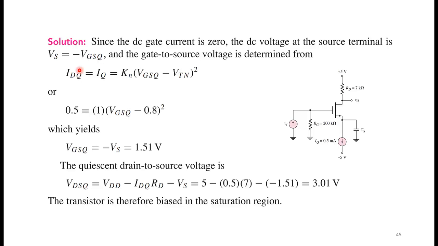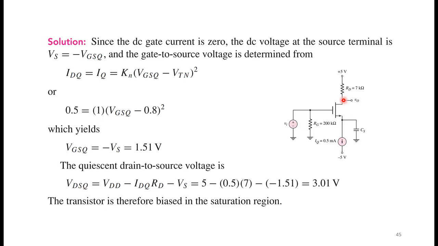Assuming that it is in saturation, I can use this expression: IDQ, 0.5 milliamps, is equal to Kn times the square of VGSQ minus VTN. VGSQ is the value that we want to find, and it yields VGSQ equal to negative VS, which is 1.51 volts. Now, if this is 1.51 volts, I can find VD, again from Ohm's law, but this time across RD. ID times RD is going to be 0.5 times 7 kilo ohms. So if I know VDD is 5 volts, VDD minus VD is going to give me ID RD. So VD here will give me a value.